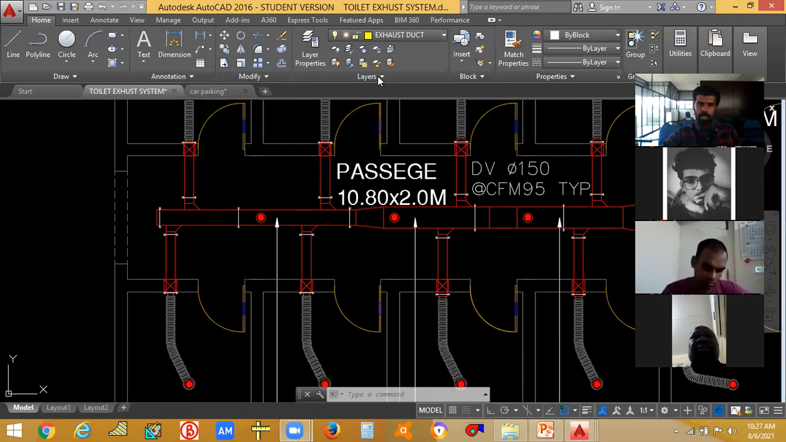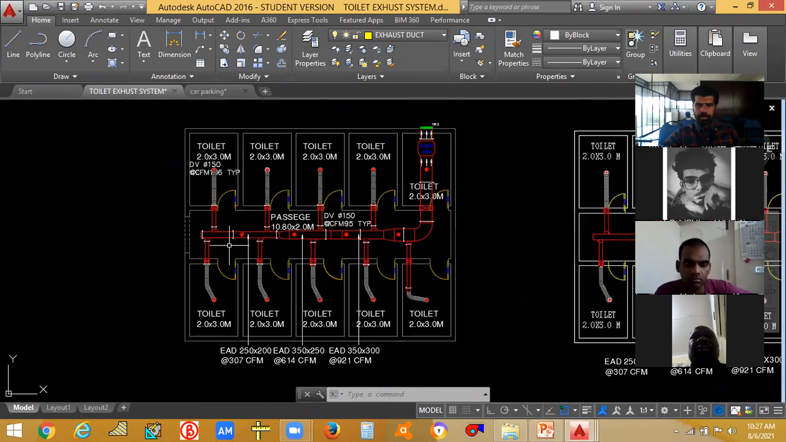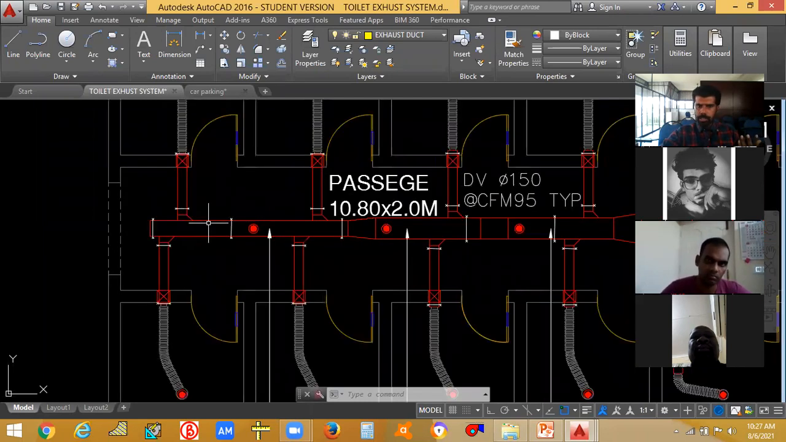Why is the last toilet duct too long? The last toilet. I didn't get the real meaning of what you have asked. See, the length of the duct that we are designing, we can increase or decrease according to our wish. Here what we have done is that we have individually taken the CFM from each toilet and given it to the main duct.